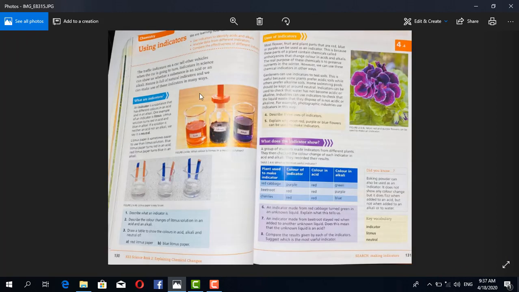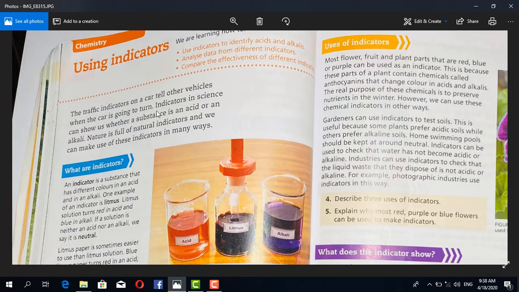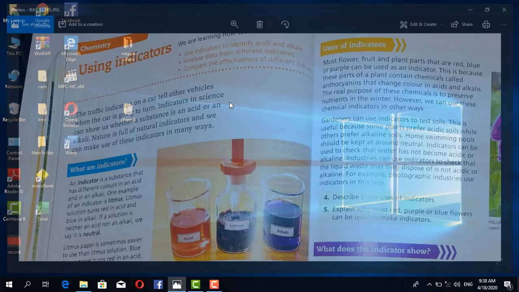The indicators. Why do we use indicators and what are they? Indicators, in general, are substances or dyes that we use. They have different colors.